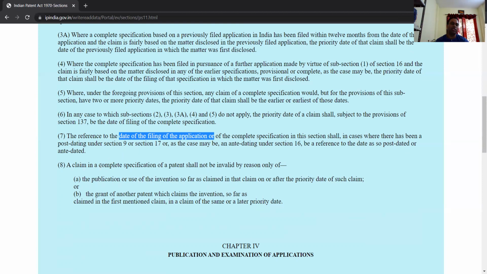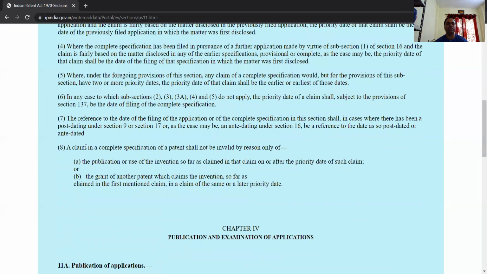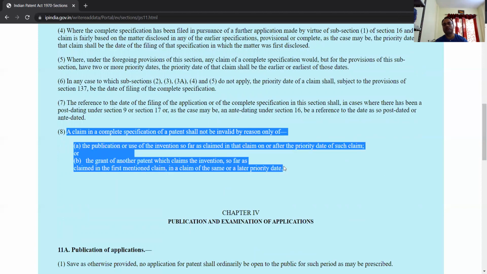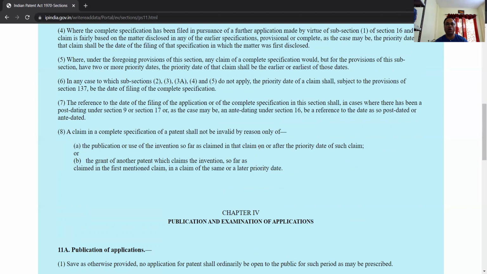Number 8: a claim in a complete specification of a patent shall not be invalid by reason only of the publication or use of the invention so far as claimed in that claim on or after the priority date of such claim, or the grant of another patent which claims the invention so far as claimed in the first mentioned claim in a claim of the same or a later priority date. So subsection 8 of section 11 simply says that if you have filed a provisional or a complete specification, then publication or use of the invention on or after the priority date will not be a ground for invalidation of your patent.